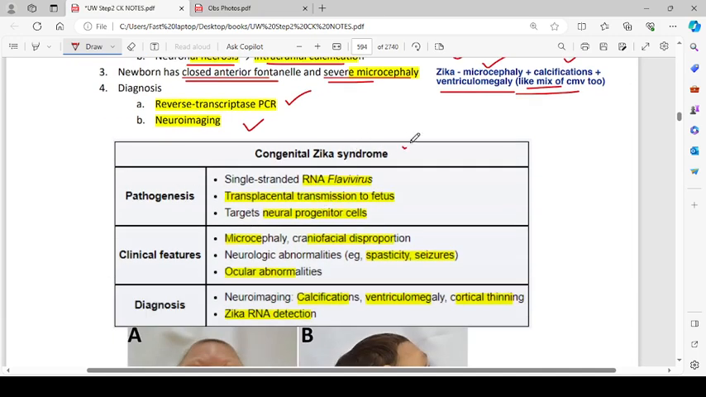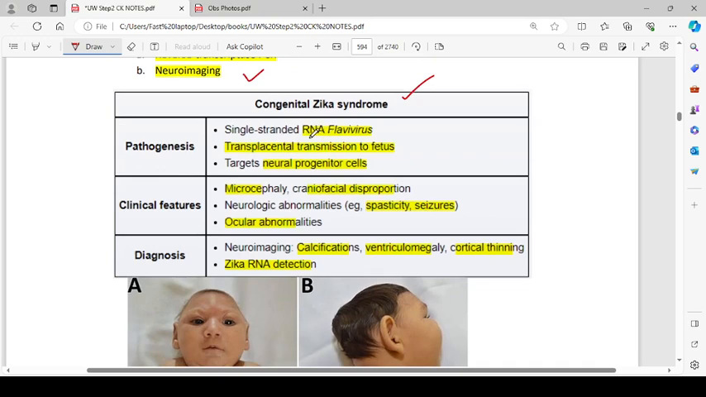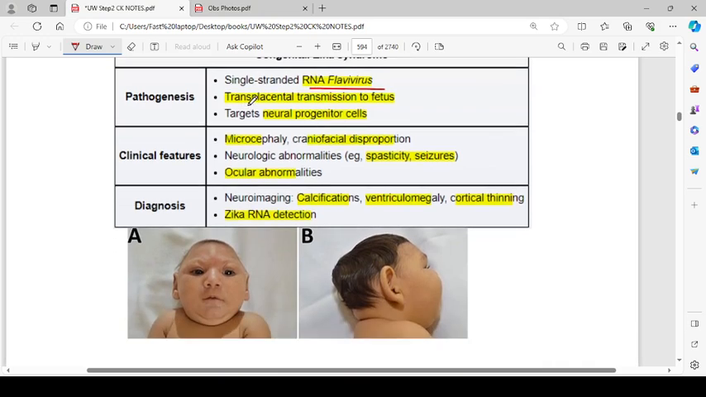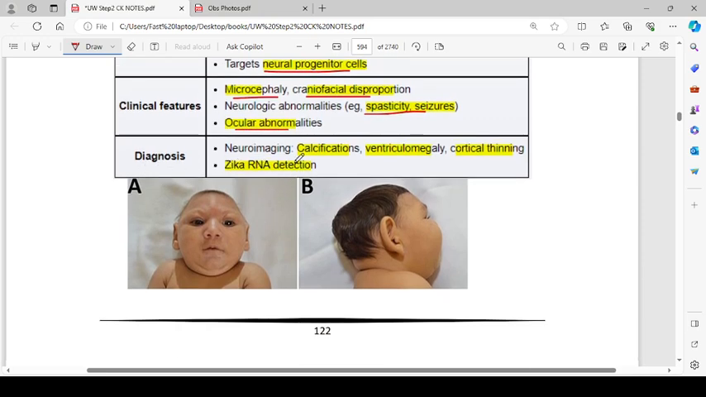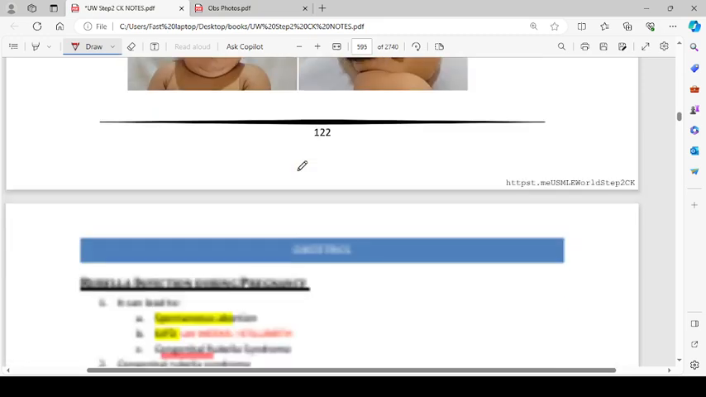Pathogenesis of congenital Zika syndrome. Single-stranded RNA flavivirus, transplacental transmission to the fetus, and targets are neural progenitor cells. Clinical features are microcephaly, craniofacial disproportion, neurologic abnormalities, for example, spasticity and seizures, and there will be ocular abnormalities. Diagnosis is with the neuroimaging like calcifications, ventriculomegaly, cortical thinning, and Zika RNA detection.